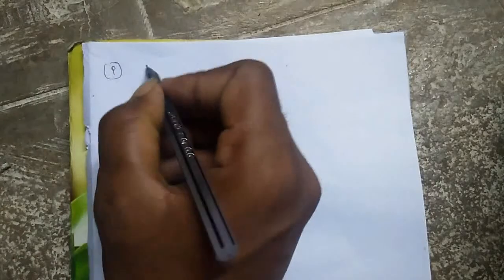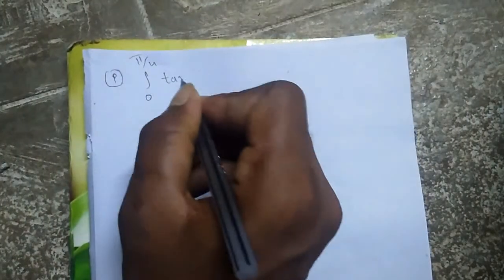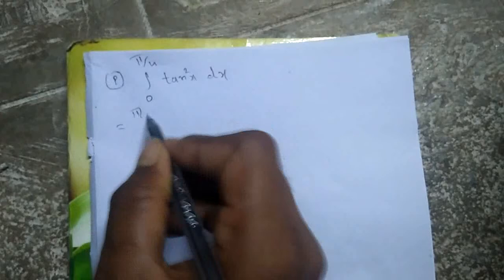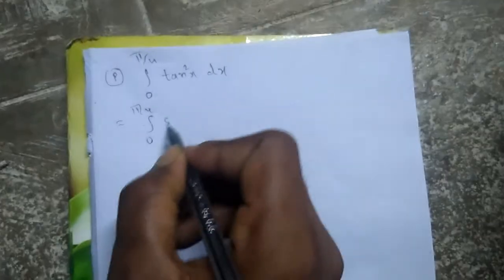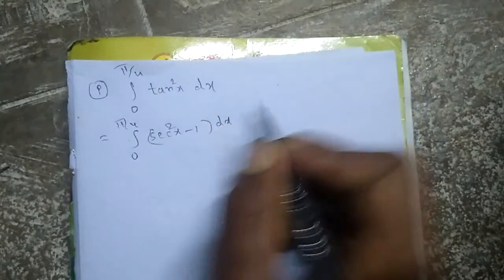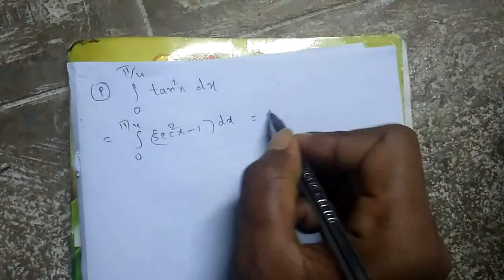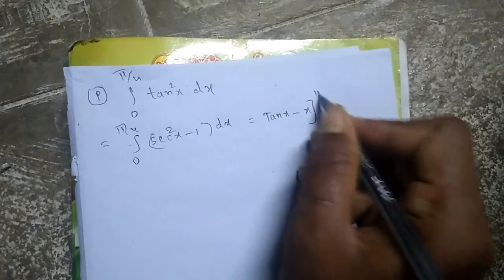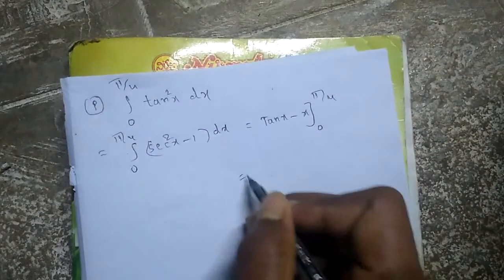Our next problem is the integral from 0 to pi by 4 of tan square x dx. So this is the integral from 0 to pi by 4 of (secant square x minus 1) dx. That is, the integral of secant square x is tan x, and the integral of 1 is x. Limits are 0 to pi by 4.